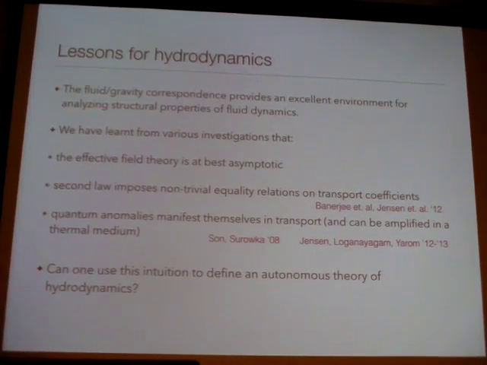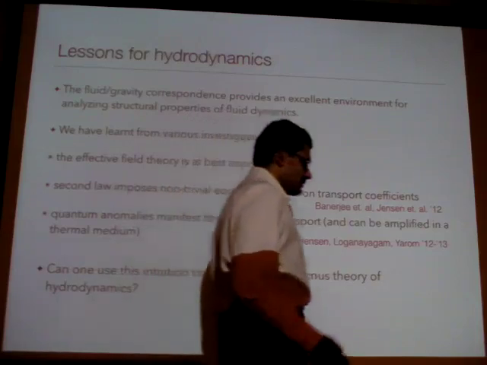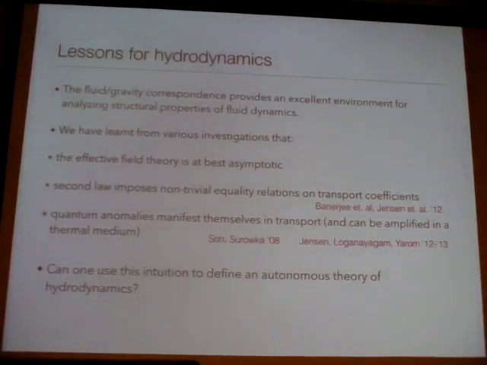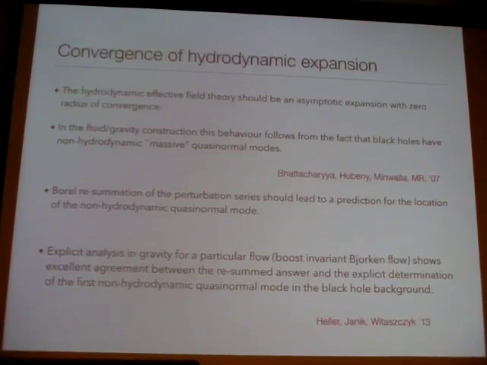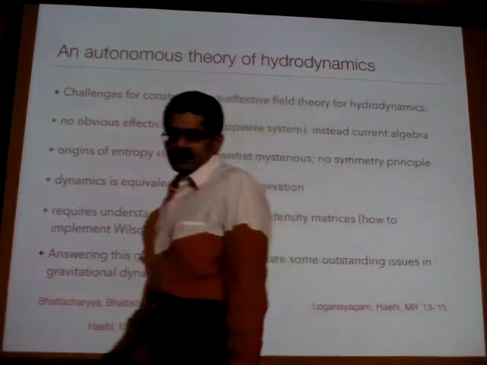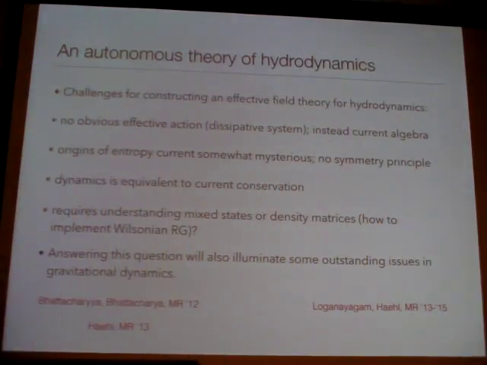So we started asking ourselves a few years ago, can we put all these pieces of evidence together and build up an autonomous theory of hydrodynamics? Let me pass by this for the moment. And for that, I want to say that there are a lot of challenges if you actually want to do this. Part of the challenge is that, when you do effective field theories, you don't think of energy-momentum tensor and charge current. You actually try to construct actions. And it's not an easy thing to do if you want an action for a dissipative system. Possible, but it's not easy.